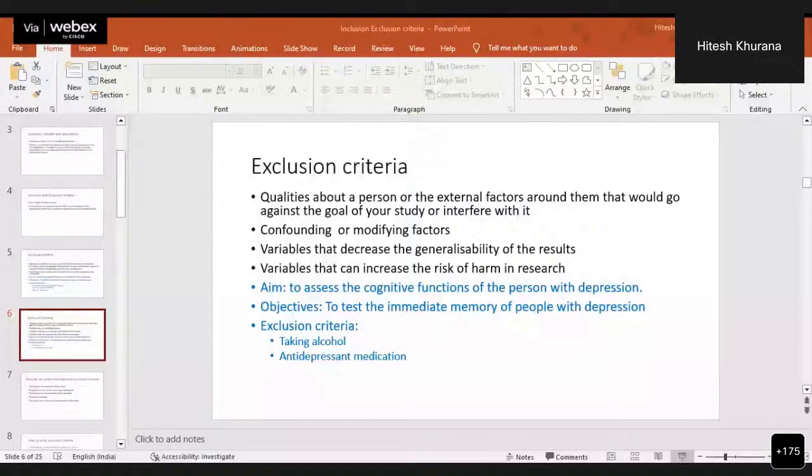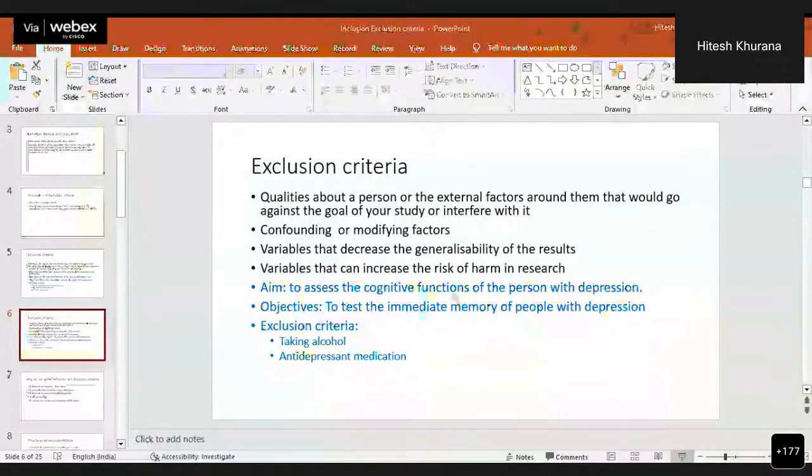And most important, whenever we are writing the inclusion criteria, just like aims and objectives, they should also be aligned to the research question. That means indirectly they should also be aligned to the aims and the objectives. So objective alignment is very essential. In case we miss that, we won't be able to go further with the mission.